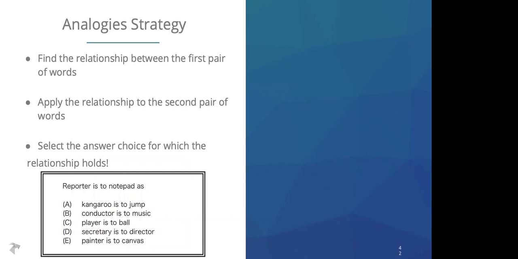For the analogies questions, start by finding the relationship between the first pair of words. It can be helpful to make up a sentence for the first pair of words. Then apply that relationship to the second pair of words and put these words in your sentence. Finally, select the answer choice for which the relationship matches.